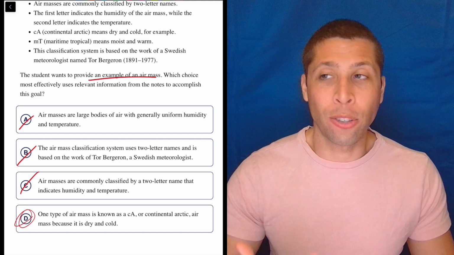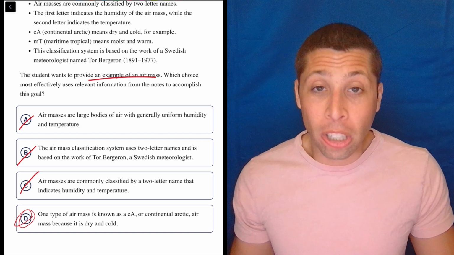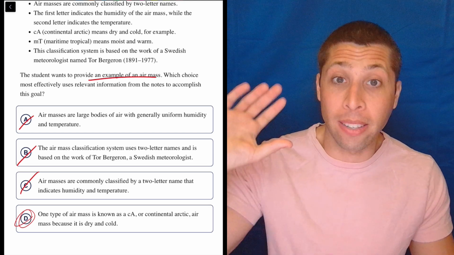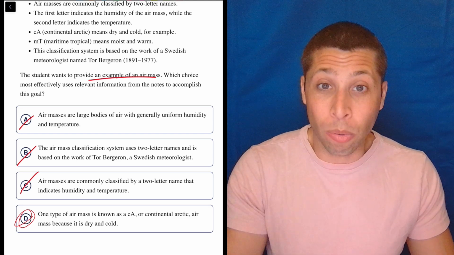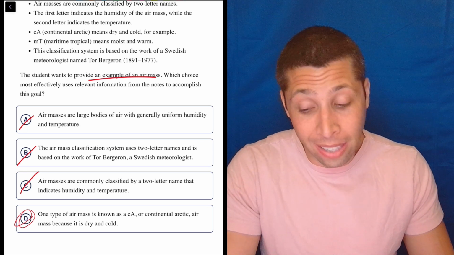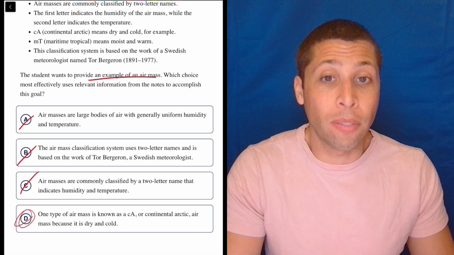We are not trying to give them the most interesting information about air masses. We are not trying to summarize as many bullets as possible. We didn't, for any of these questions, really need the bullet points. And that's a good sign that these generally are very, very easy.